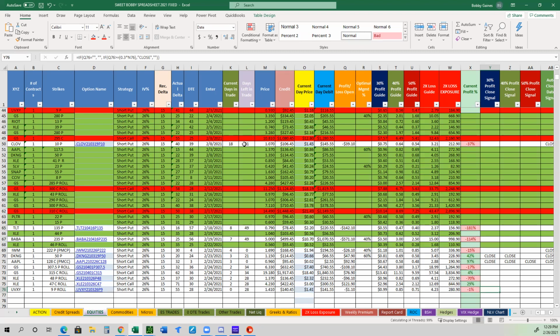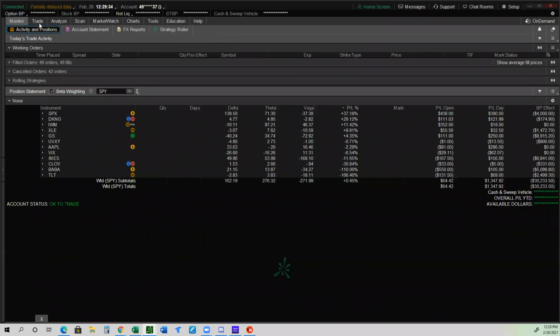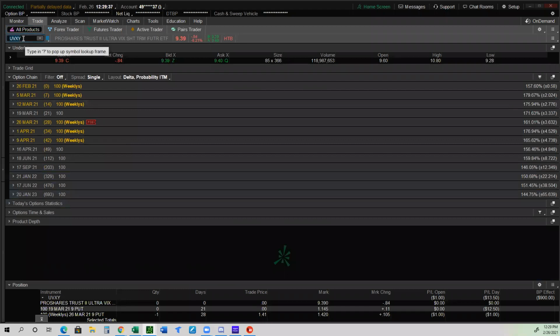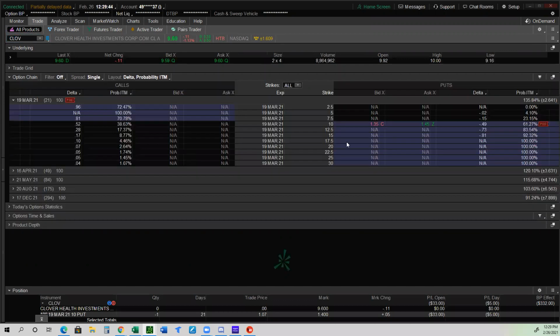Clover, baby. Whose idea was it to get into Clover? Never traded Clover a day in my life. We're down 39 bucks on that thing. Let's look at it. Clover. We're going to roll Clover out. Let's see how she's looking. I want to put it on the page here. Clover. What did we have here? We have 21 days. Have a short position. We are short the 10, right? And the price is a little less than that.